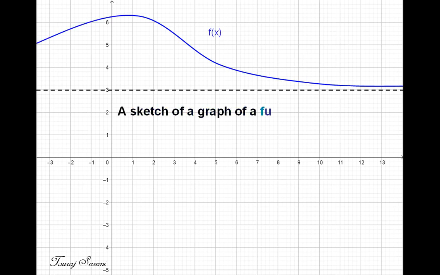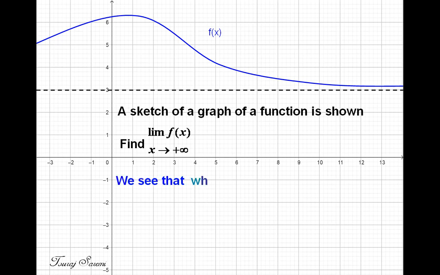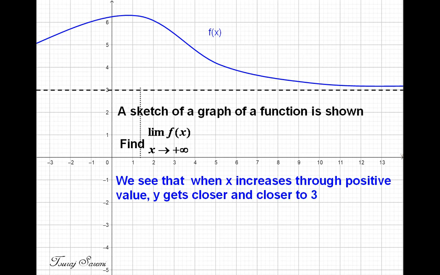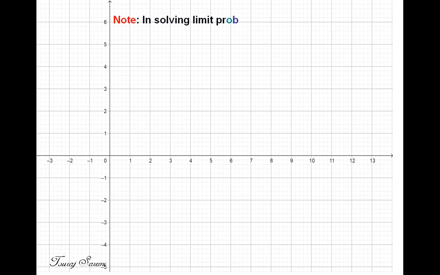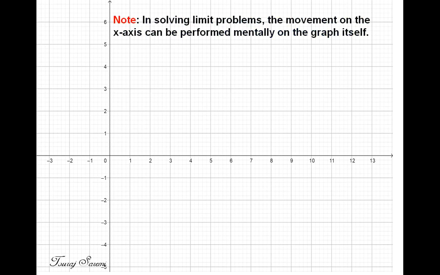A sketch of a graph of a function is shown. Find the limit of f of x as x tends to plus infinity. We see that when x increases through positive values, y gets closer and closer to 3. So, the limit of f of x as x tends to plus infinity is equal to 3. Note, in solving limit problems, the movement on the x-axis can be performed mentally on the graph itself.